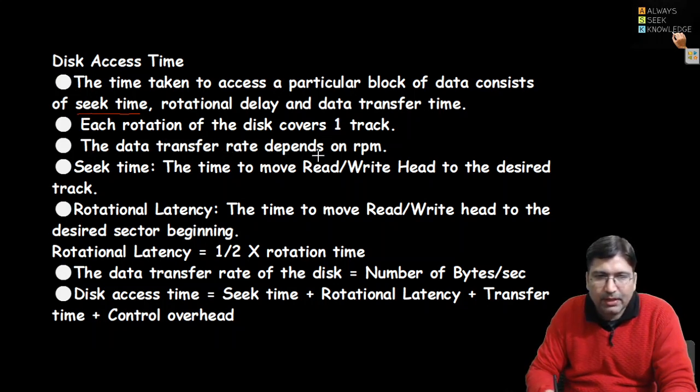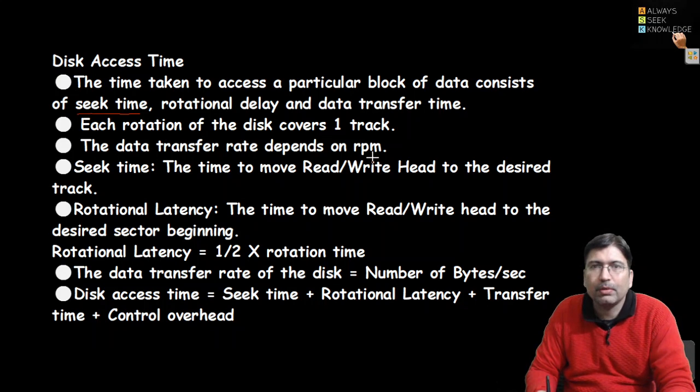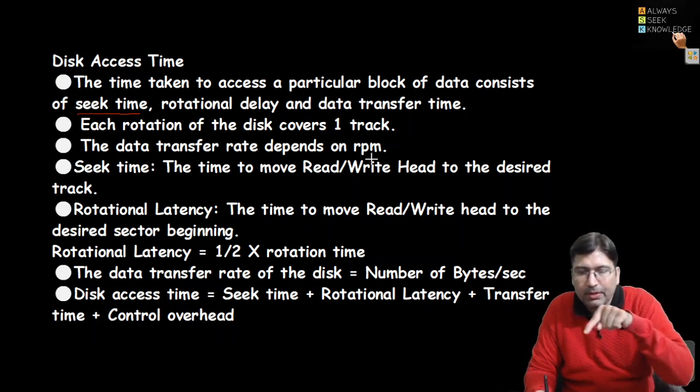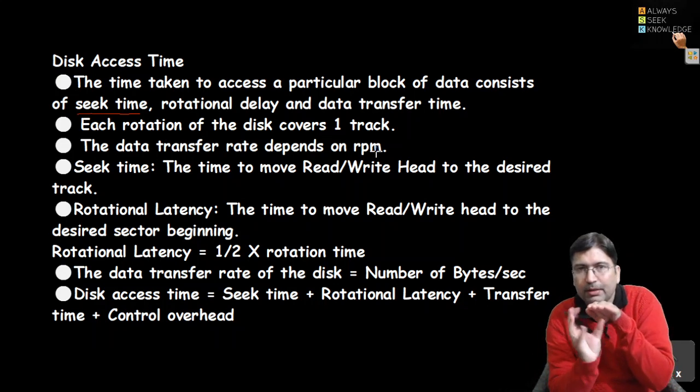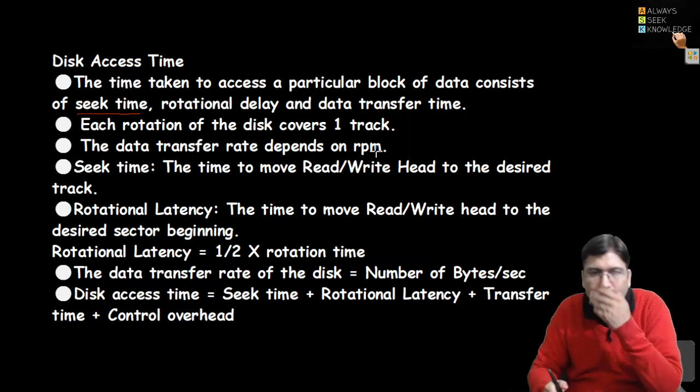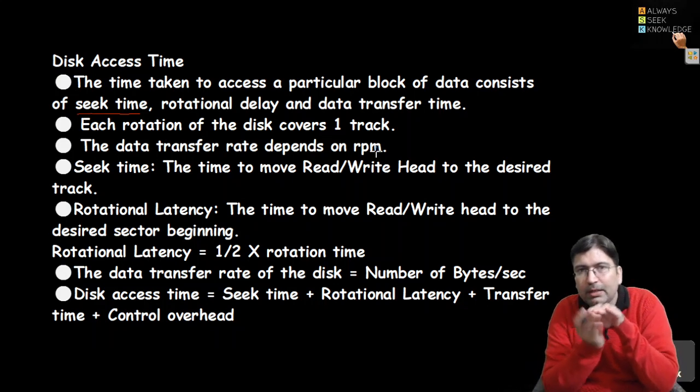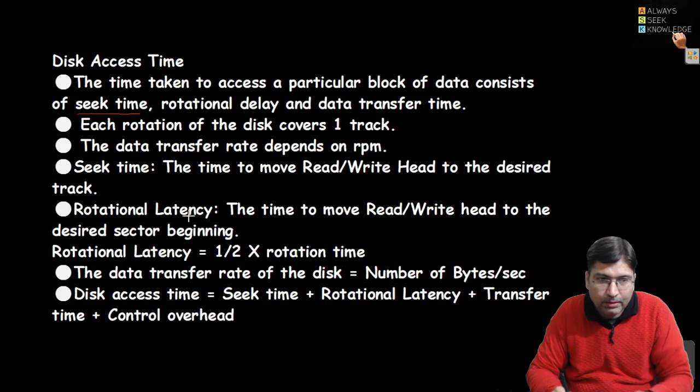The data transfer rate depends on RPM. The read write head is fixed and the disk is rotating like this. So how much data can be read depends upon how fast the disk is rotating, because the reading and writing is dependent on that rotation speed.